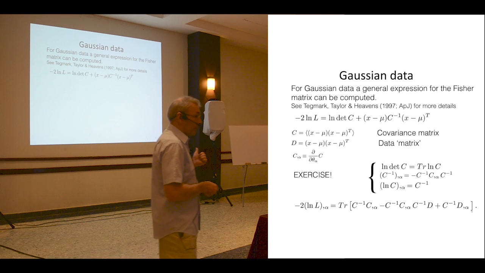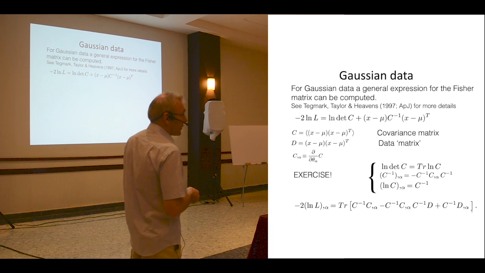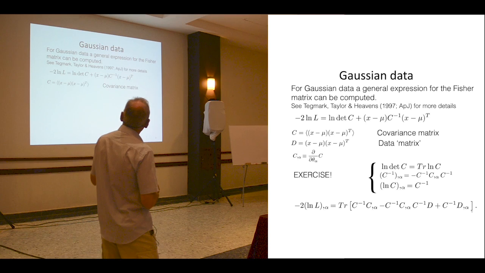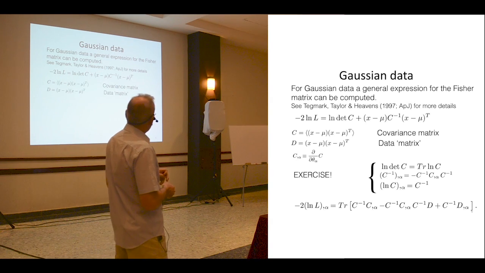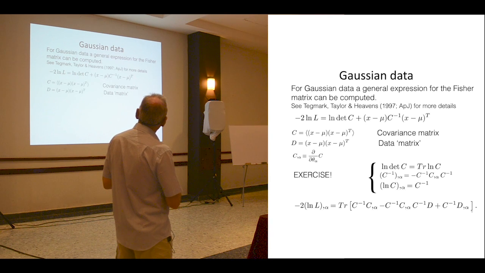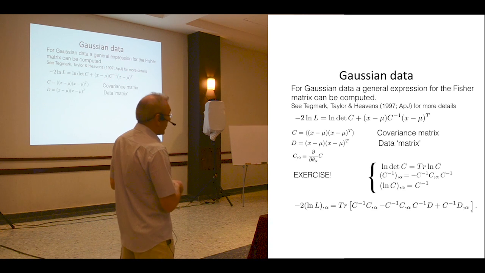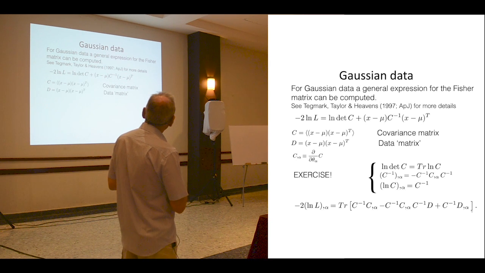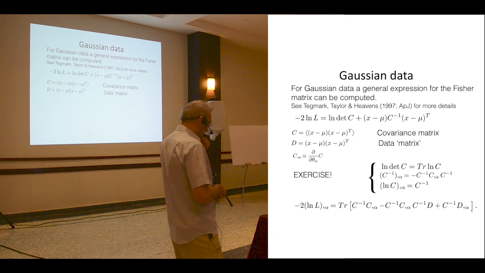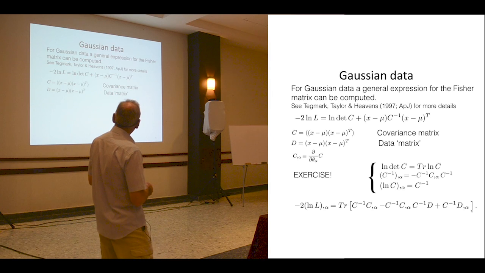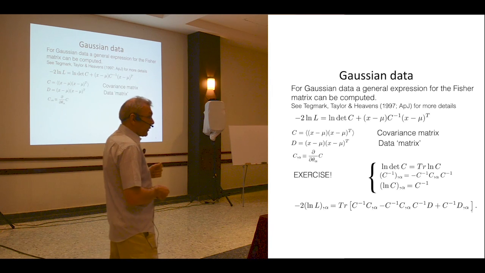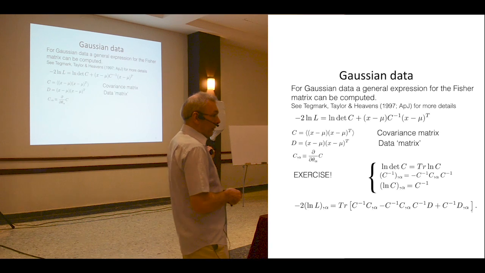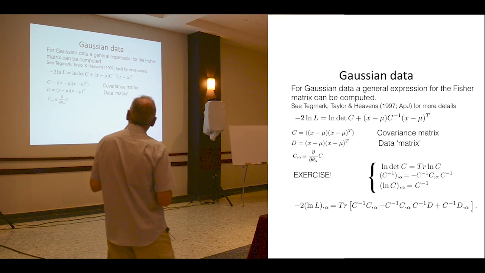We want to know the expectation value of the second derivative of this, so if you differentiate it, C is the covariance matrix, and D we can sometimes refer to as the data matrix, which is just this part, x minus mu times x minus mu transpose. So if this has an index i and this has an index j, then the element D_ij will be given by this. So that's sometimes called the data matrix. The notation I'll use is that a comma indicates a partial derivative with respect to the parameter.